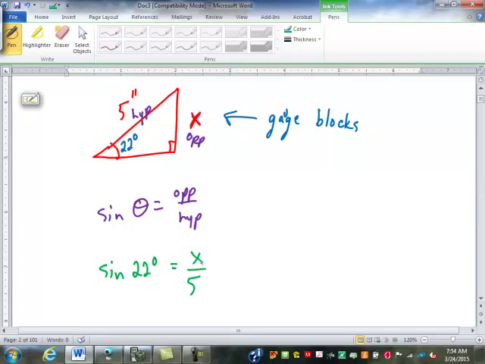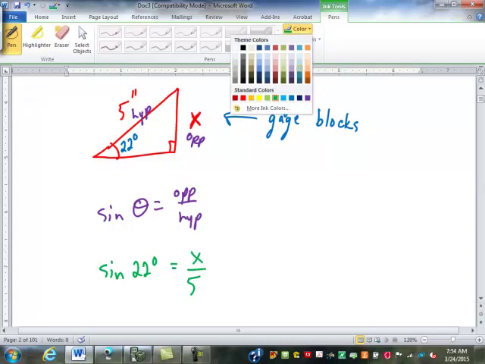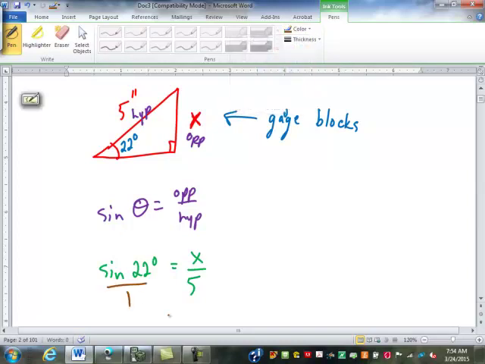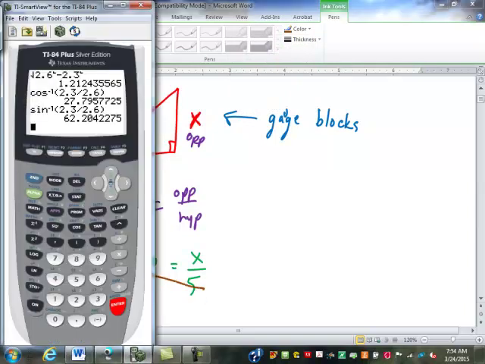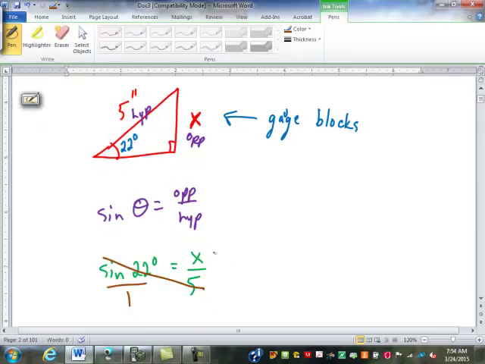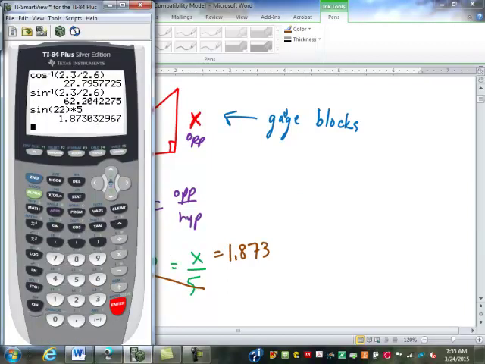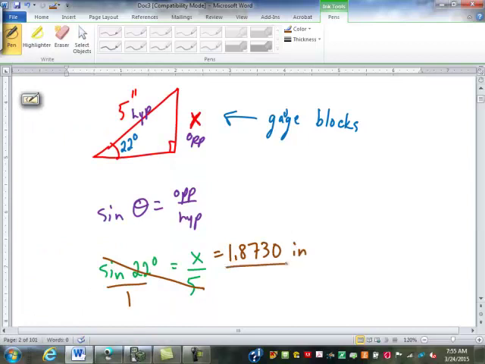Now again, we have two choices. Either we're looking for one of the sides or we're looking for the angle. If we're looking for the angle, that's when we use the inverse trig function. Here we are looking for one of the sides, so we put this over 1 and cross multiply and divide. This would be the sine of 22 degrees times 5 divided by 1. So just sine of 22 degrees, close the parentheses, times 5, which is 1.873. Now, when we're using a sine bar and doing a gauge block buildup, we do want to go to at least 1/1000th of an inch, if not 1/10,000th. So that would be 1.8730 inches in this case.